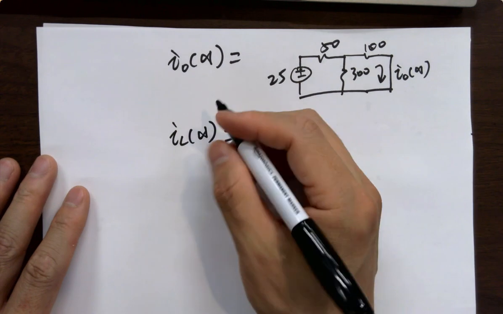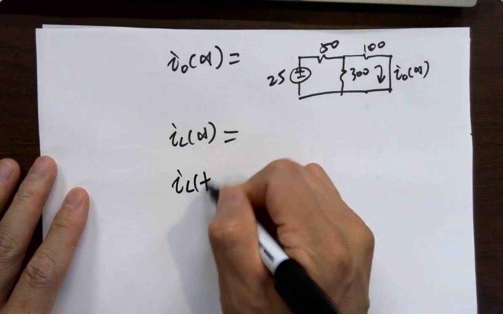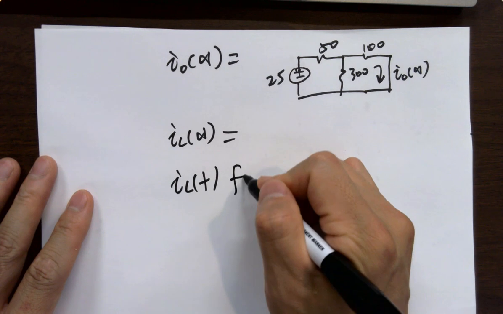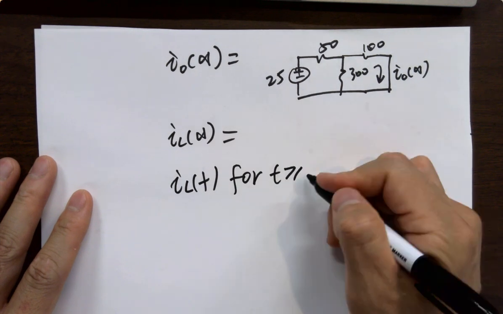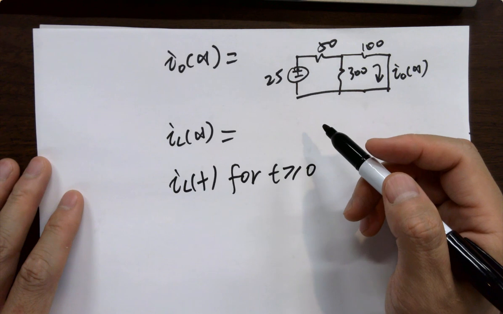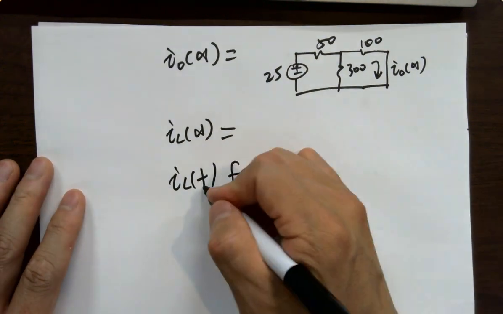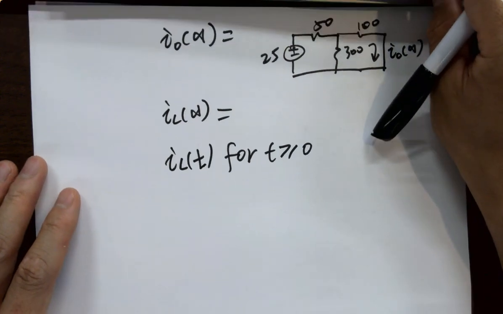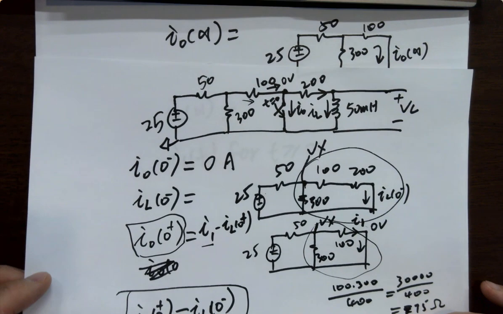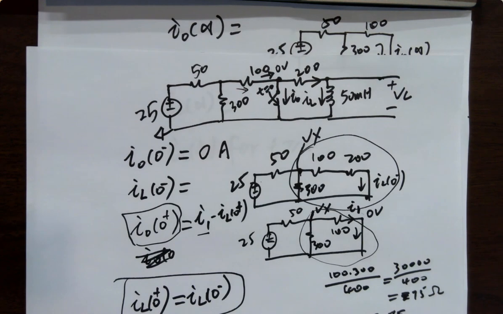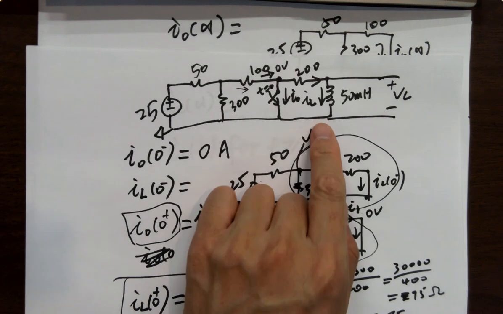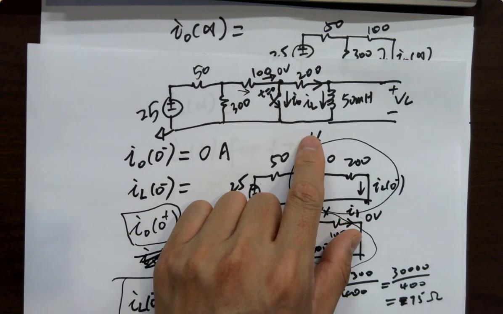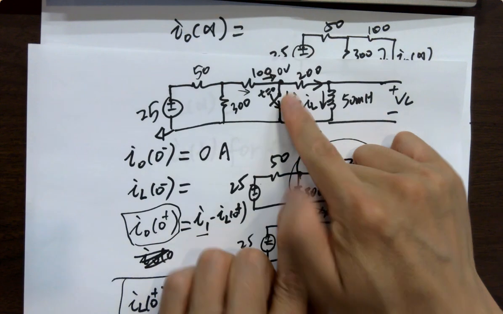What about ILt for t larger than 0? ILt. What kind of response is it? Oh, it is actually a natural response. I'll let you tell me why. After this is closed, it's shorting it. It's shorting where? It's not interacting. Yes. Here, gone.